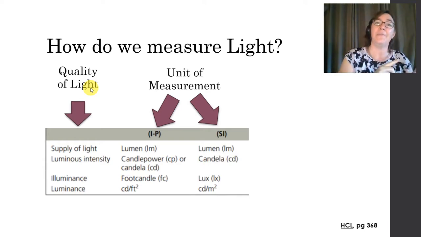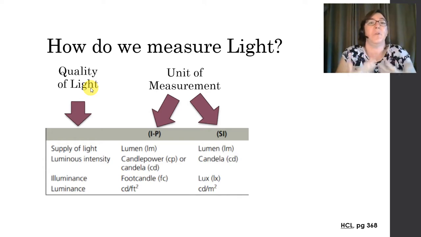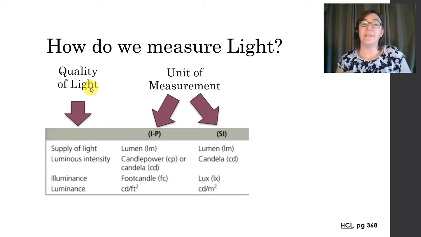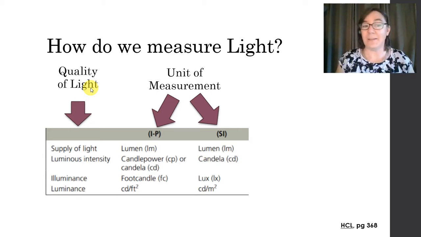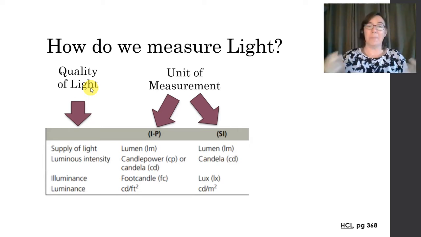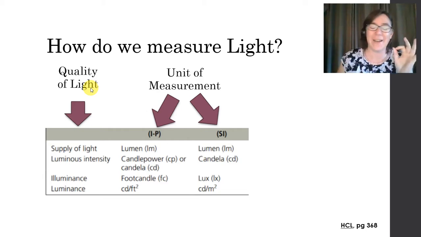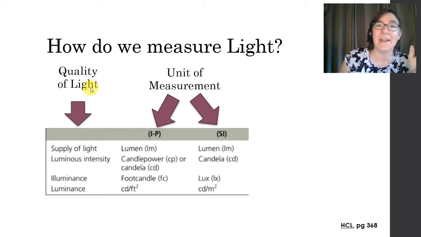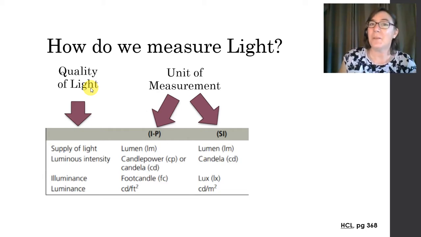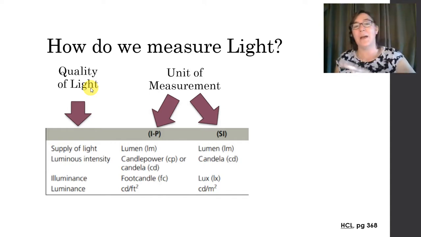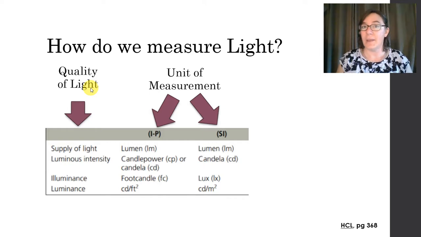So along the left-hand side of this table are the different qualities of light. Supply of light, also called luminous flux, luminous intensity, illuminance, and luminance. These are very hard to tell the difference, in my opinion, just by the name. So we'll go through each one of them. The unit of measurement, lumens, candle power, etc. We'll talk about each one of those also.